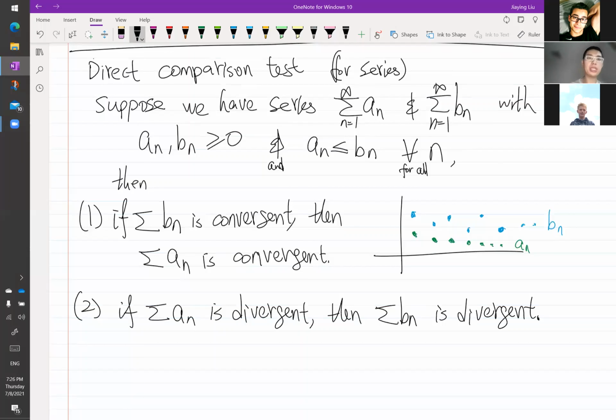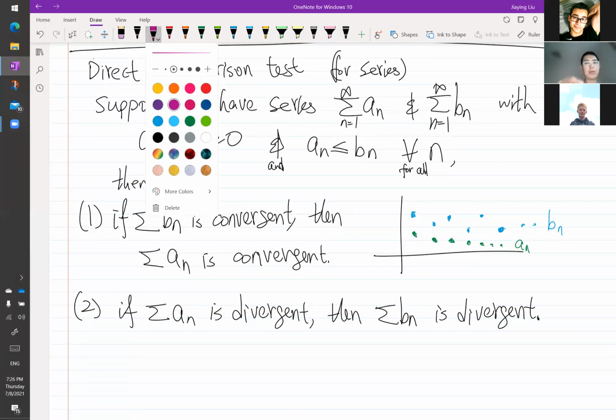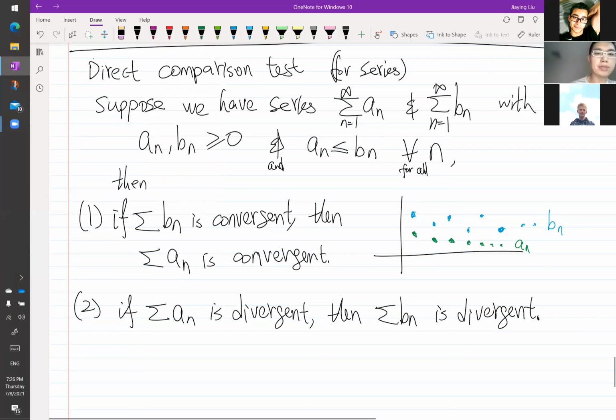So this is what this says: if the sum of bigger numbers, that's bn, the big numbers, goes to a finite number, then the sum of smaller numbers will also go to a finite number. It makes sense, right? And then the second one says if the sum of smaller numbers goes to infinity, then the sum of bigger numbers also goes to infinity. Kind of like we compare the two areas. When we talk about integrals, it's the same concept.